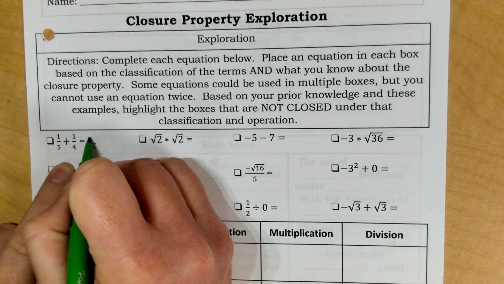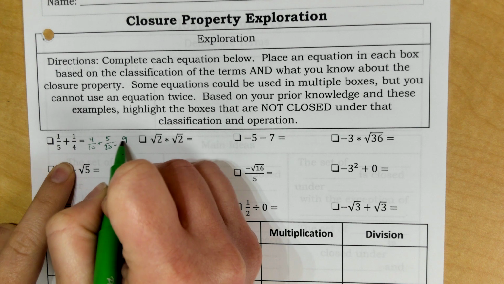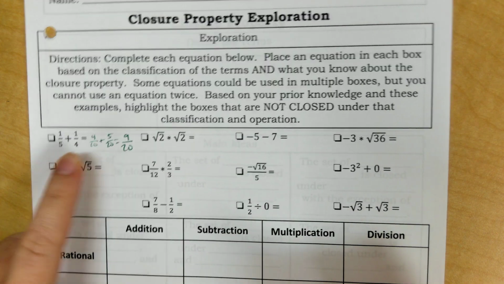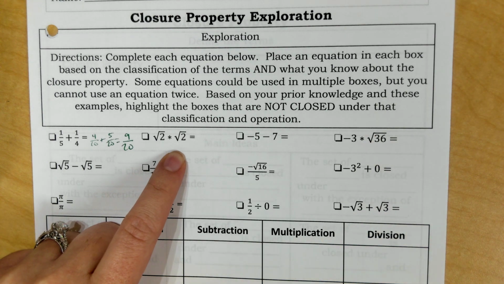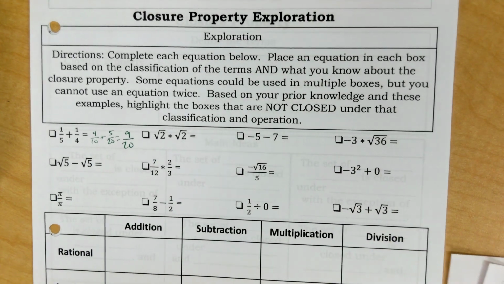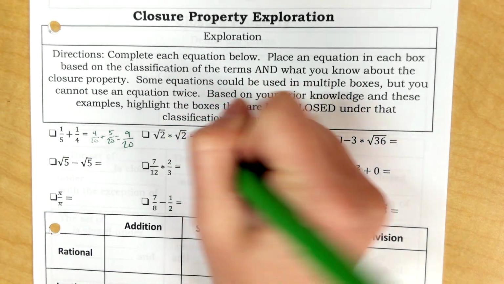So I have 4/20 and 5/20. So together I have 9/20. Then here I have the square root of 2 times the square root of 2. And so with my calculator, I'm going to check that one out. Square root of 2 times the square root of 2, and I get an answer of 2.